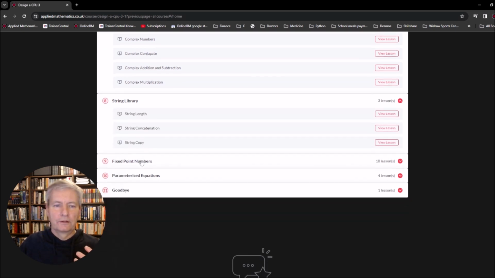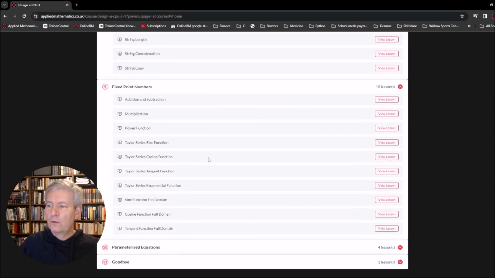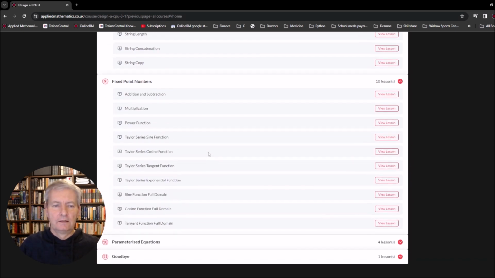We then go on to look at the string library, so we generate the string length, string concatenation, and string copy functions. We then go on to represent decimal numbers using an 8.8 fixed point number system, and we go through the addition, subtraction, multiplication, a power function.